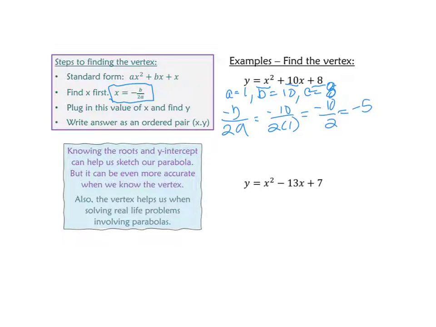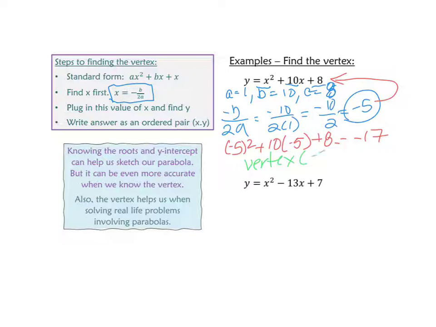All right. Now we take this negative 5 and we plug it in to our handy-dandy formula. So we know that we're going to have x squared, so that means it's negative 5 squared, plus 10 times negative 5 plus 8. What that equals is negative 17. So our vertex is negative 5, negative 17, x and y.